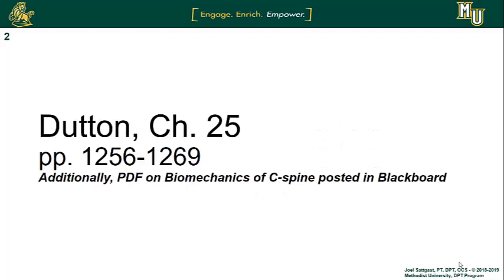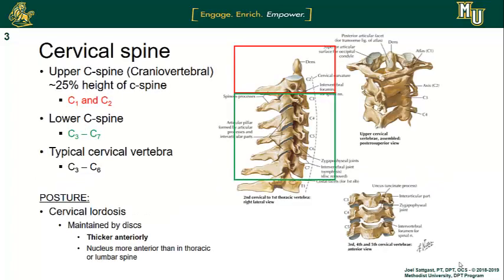Recognize Chapter 25 is the required reading. You should be looking at pages 1256 to 1269. Additionally, there's a PDF on biomechanics of the C-spine posted in Blackboard under the lab section or unit for cervical spine, so please take a look at that. Again, we'll be unpacking that further in class, probably not on Monday, but more so on Wednesday as we get into some of the manual therapy. So let's go ahead and get started.